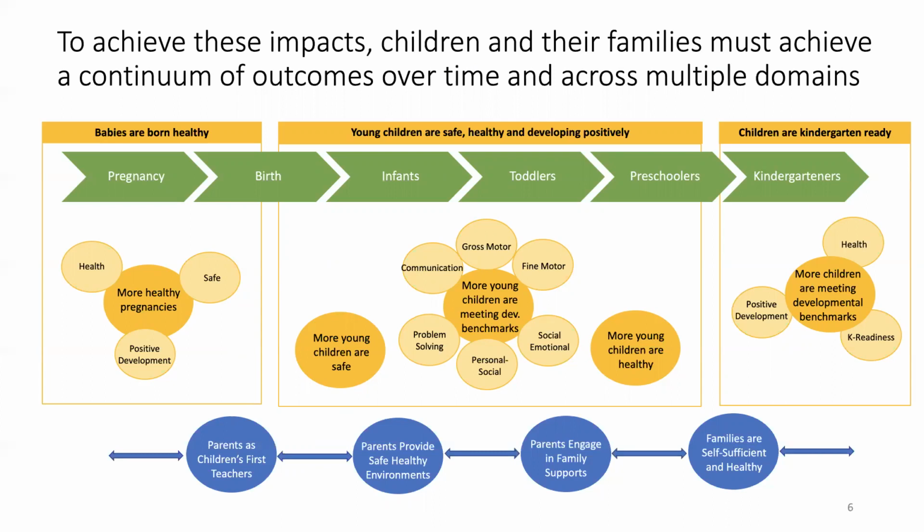And we also focus on outcomes for families because we know that the outcomes families achieve have a huge influence on whether their children also achieve the outcomes for themselves. So domains such as parents as children's first teachers, parents provide safe, healthy environments, parents engage in family supports, and families are self-sufficient and healthy. And we'll look more at these in a moment.